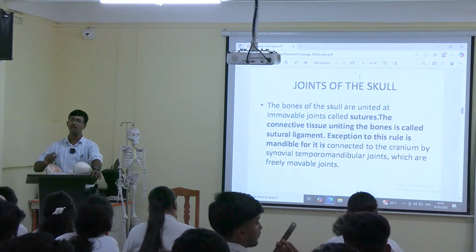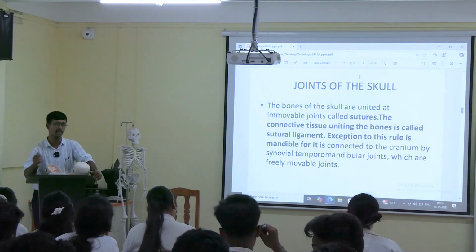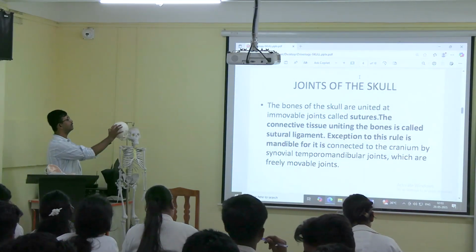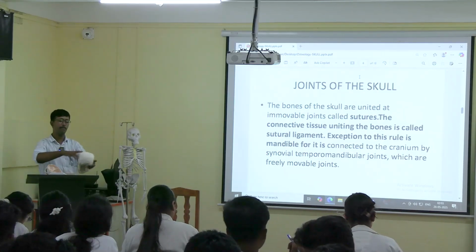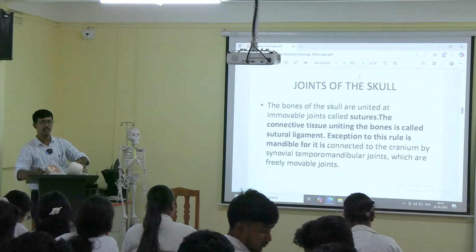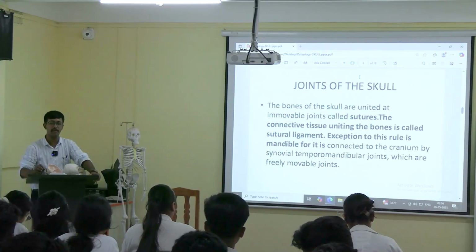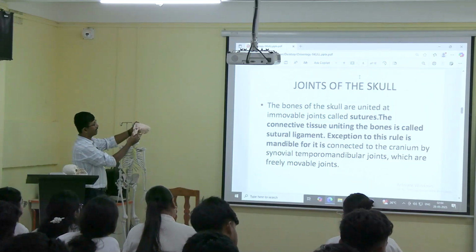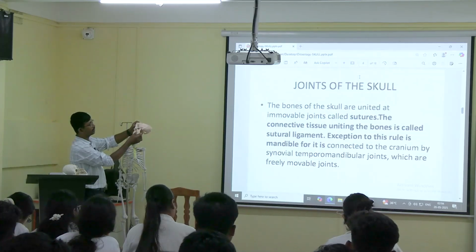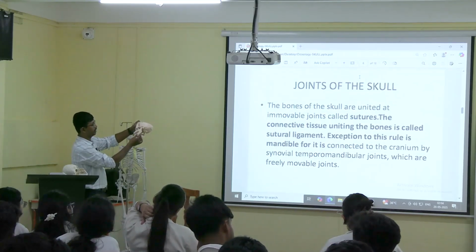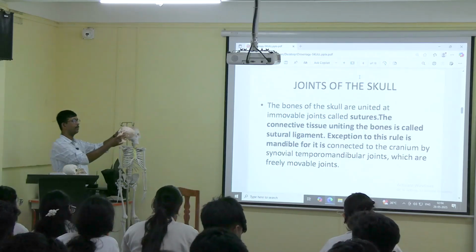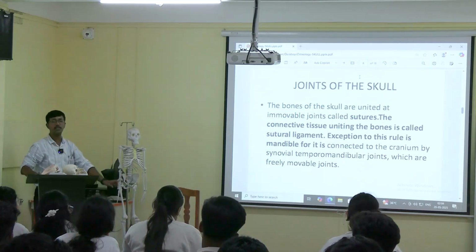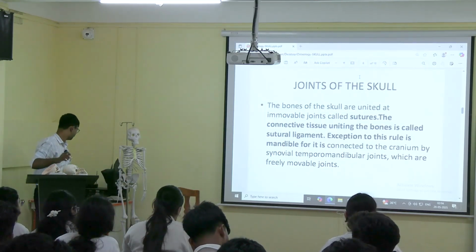Now joints of the skull. I have already mentioned that all the bones of the skull are joined by sutures. So these are immovable joints. As you can see, you cannot move these joints. But you can move the mandible. That is a movable joint, at the temporomandibular joint. Basically, this is the temple region having the temporal bone, and this is the mandible. Both of them are joined together at the temporomandibular joint. This is a synovial joint which allows us to open and close our mouth. And all of these sutures are covered by sutural ligaments.